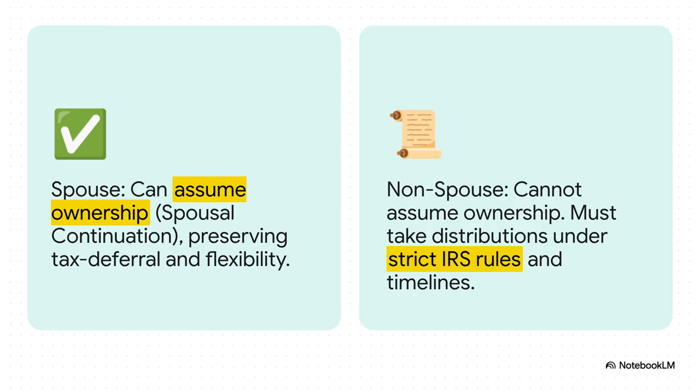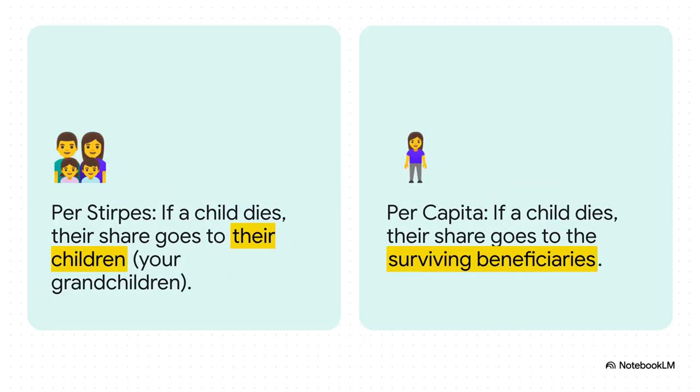But for your kids, your brother, anyone else? Nope, the game is totally different. They can't become the new owner. They have to take the money out based on very strict IRS timelines, which often means a much bigger tax hit, much sooner. And here's another one of those little checkboxes with massive consequences.